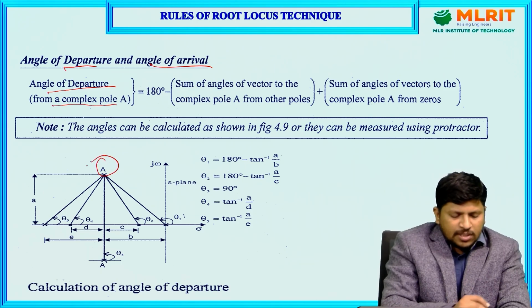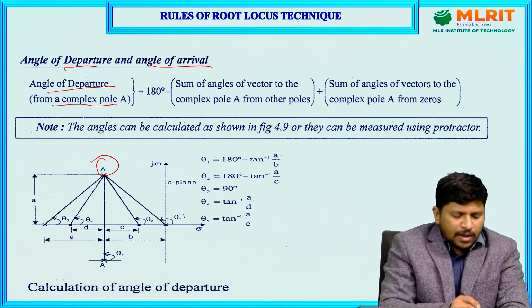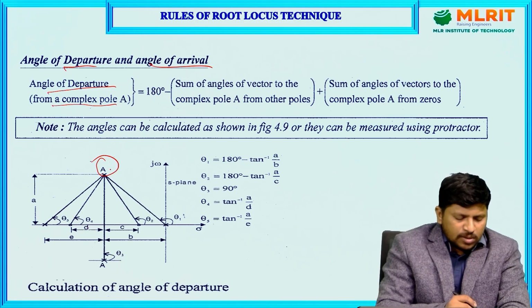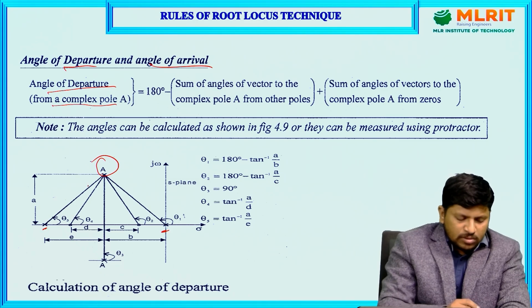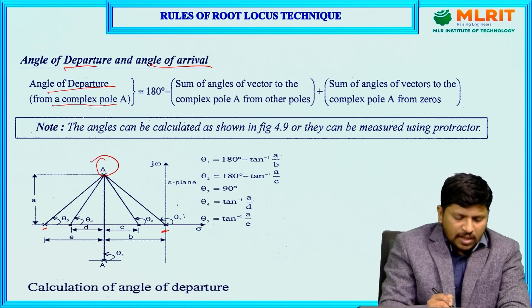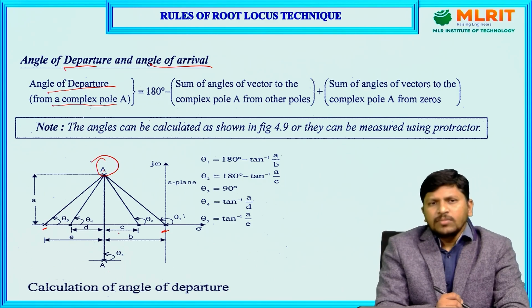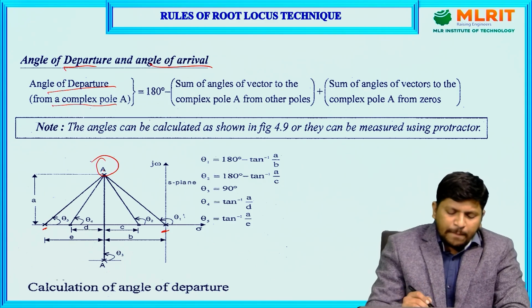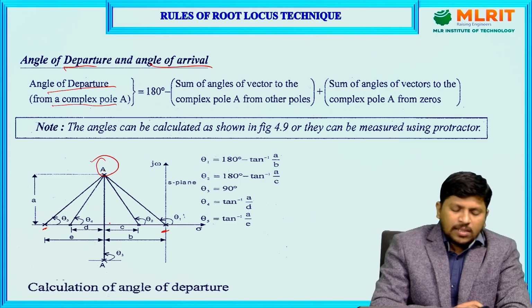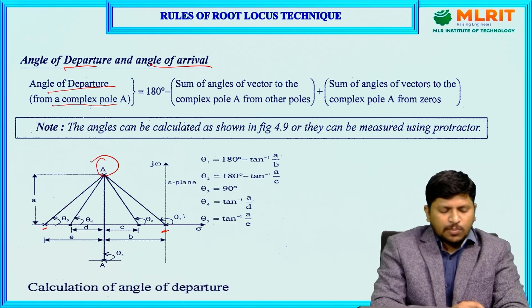Angle of arrival calculation. So here see, angle of departure from a complex pole A. Here for example, this is the complex pole A, from a pole to the remaining poles. Here this circle is 0. Here one pole, here also one pole. This angle and this angle, theta 1, theta 5. So here A, theta 3. Okay, these are the angles from the complex pole to the remaining poles.